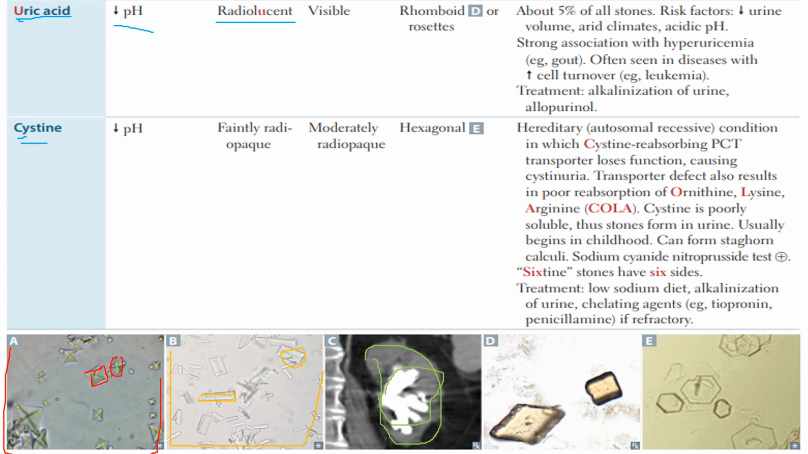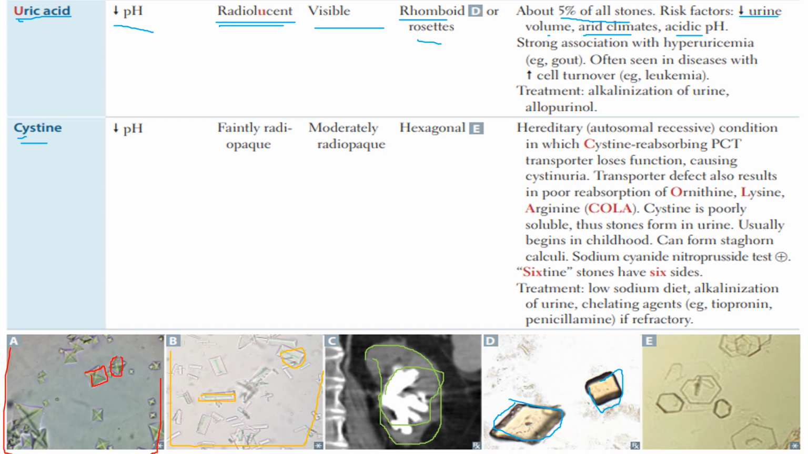X-ray findings are radiolucent and CT findings are visible. The shape of uric acid crystals is rhomboid or rosette, as you can see in this image. It accounts for about 5% of all stones. The risk factors to develop uric acid stones are decreased urine volume, arid climate, and acidic pH.